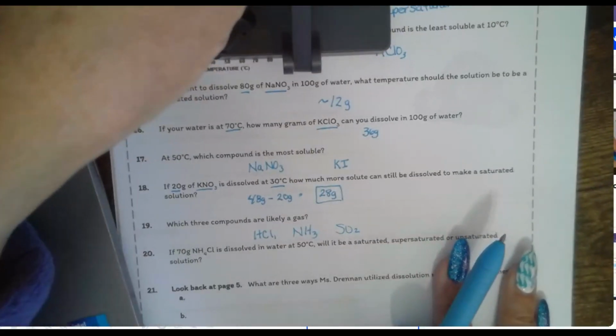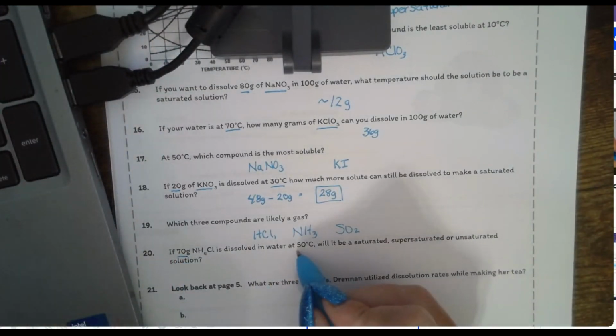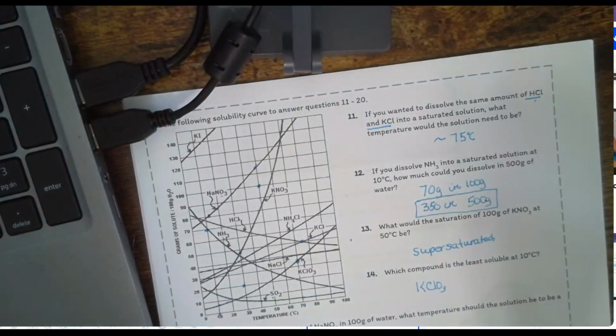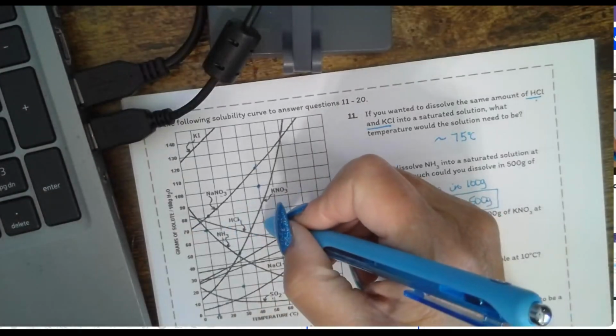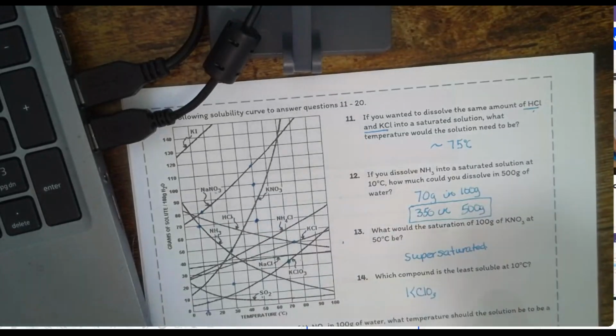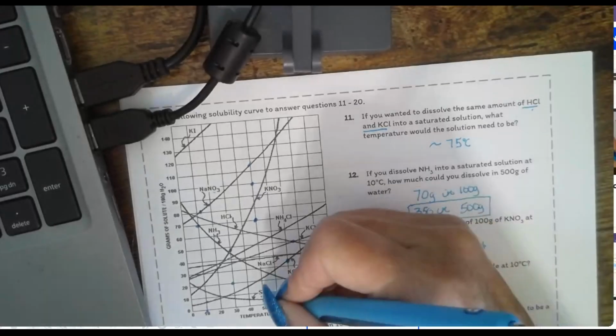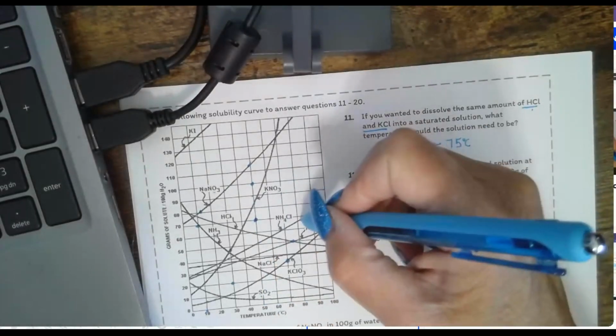Let's see, last one. My paper's all wonky. If 70 grams of ammonium chloride, NH4Cl, is dissolved at 50 degrees, will it be saturated, supersaturated, or unsaturated? So this is straight up, let's just look at the points on the graph. 70 grams, 50 degrees Celsius. Okay, so that's our point right there. And it's asking us for NH4Cl. All right, so let's see, where was my line? 50 degrees. So my line is here. NH4Cl is down here. So this would be a supersaturated solution.